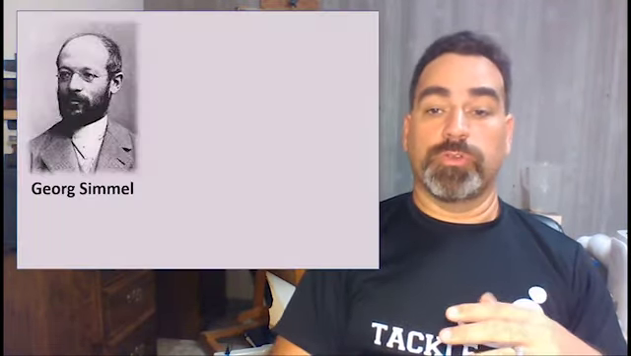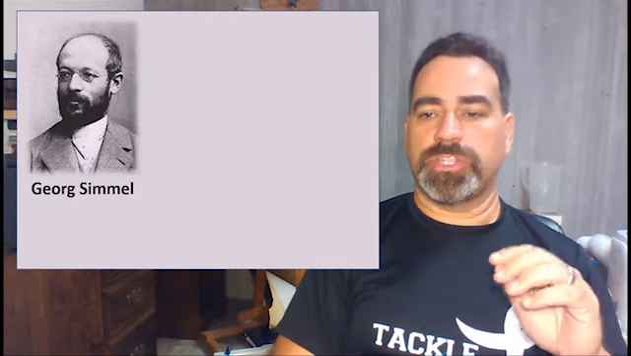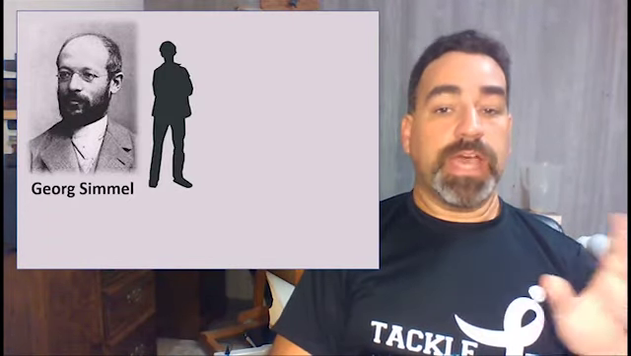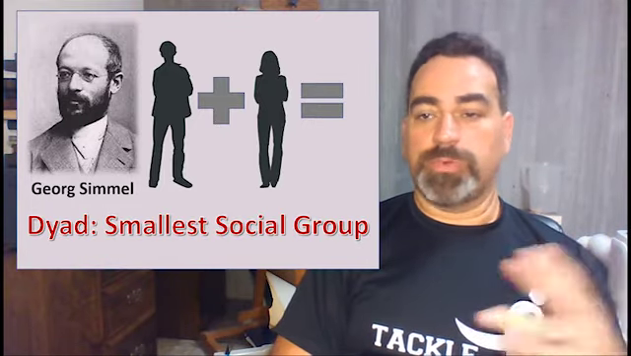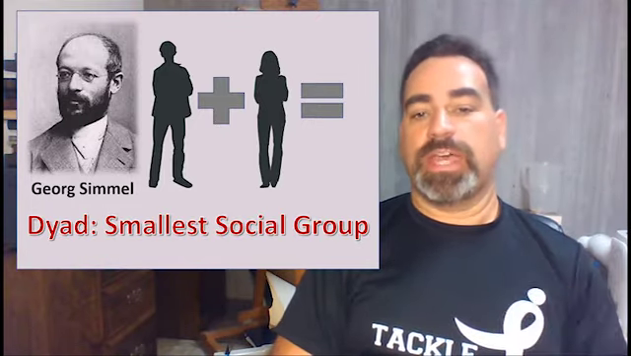So our family, our peer groups, those we work with, the band we're members of, the church we attend, all of these are social groups. The smallest social group is what German sociologist Georg Simmel called a dyad. Dyads are social groups of only two people. A marriage or the relationship between BFFs is an example of a dyad.